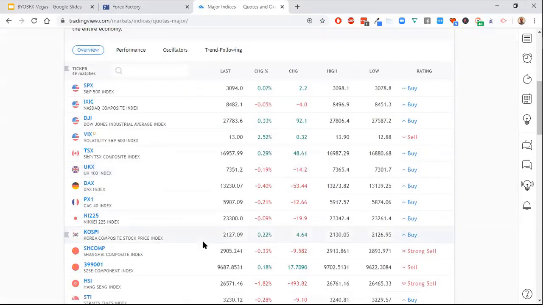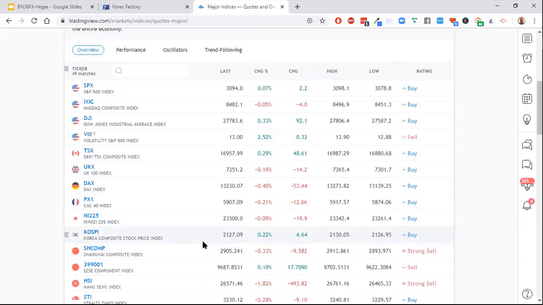Now we only focus on 3. Sometimes 4. Sometimes I go over the UK 100, I believe it is. But we only focus mainly on NAS, SPS 500, US30, right? But these indices, there's some in every country around the world. Okay? So you can always find an opportunity to trade an index.